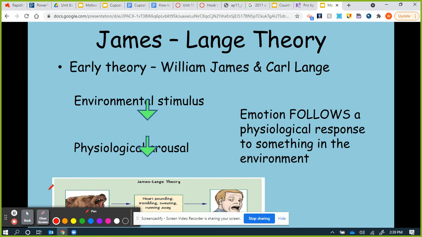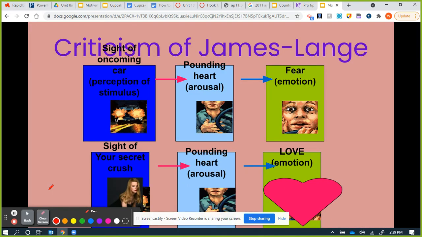Now, we know that this is incorrect because the same physiological change is linked to different emotions. Your heart pounding could mean that you're afraid, but your heart pounding like that could mean that you are excited as well. So that is how we know that this one is not really considered to be correct. A little bit of evidence for it, but not a whole lot.